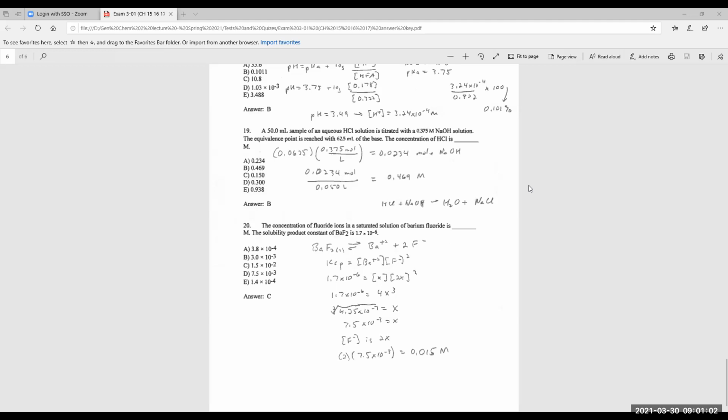But what you needed to remember is that you want fluoride ion concentration, and fluoride, because of that 2 to 1 molar ratio, you had to go back and multiply this 7.5 times 10 to the minus 3 by 2. And then that would give you 0.015 molar, or 1.5 times 10 to the minus 2.